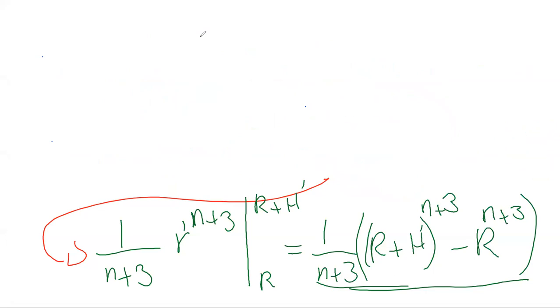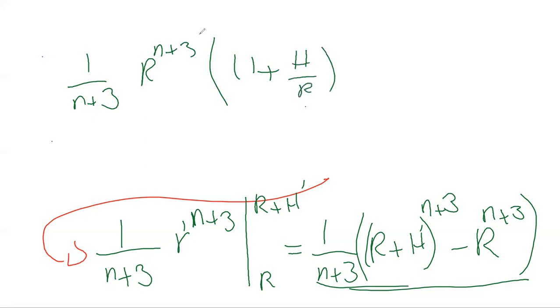So let me write this equation like that. I continue this here over n plus 3. I take R^(n+3) out. I factorize actually, so the result will be (1 + h/R)^(n+3) minus 1. So far, so good, no problem.